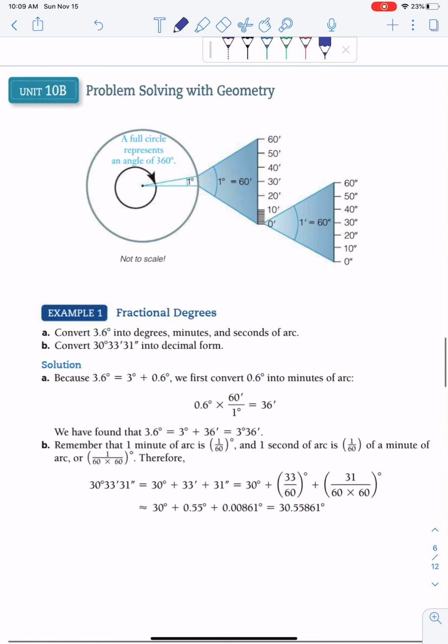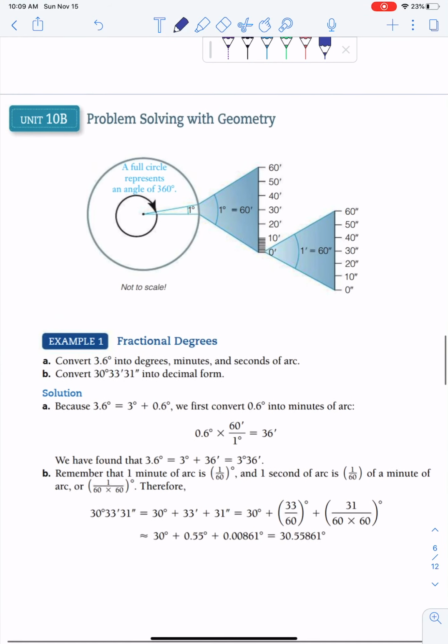10B is all about a whole bunch of geometry that you're never going to use, but it's stuff that you might see and hear, and it wants you to understand kind of what it's talking about. So the first thing that you're never going to use, but you're going to see in your life, is converting measurements of degrees from just fractional degrees to minutes and seconds.